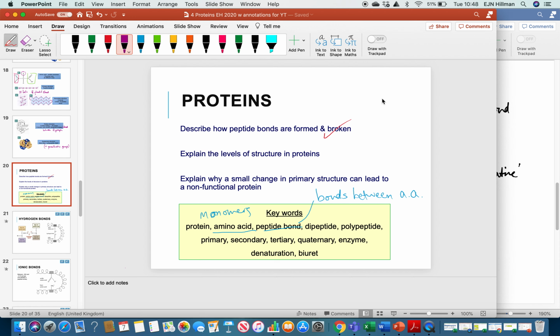Hello again. This is going to be the third video on proteins. In the previous videos we looked at how peptide bonds are formed and broken. In the second video we looked at the levels of structure within the proteins. And I'm going to add in a little extra section here. We're going to look at the different bonds that form in the secondary, tertiary and quaternary structures.